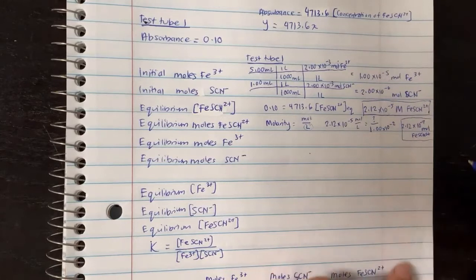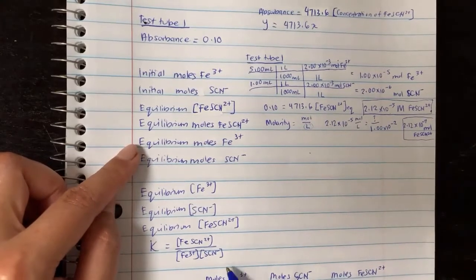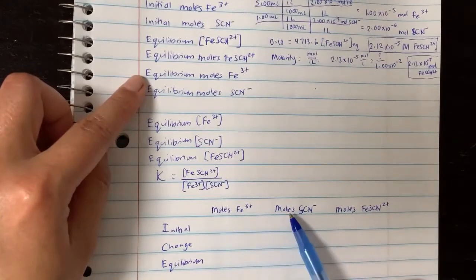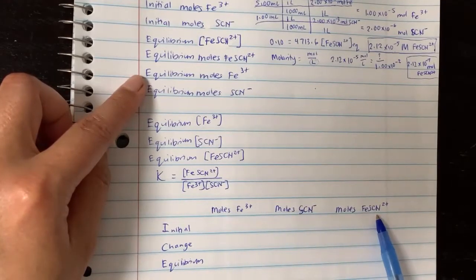And then these two were the answers. Okay, now equilibrium moles of Fe would be basically we have to use something like the table below here on the bottom. So we're speaking moles here. So I wrote a table of moles Fe, moles SCN, moles of product.